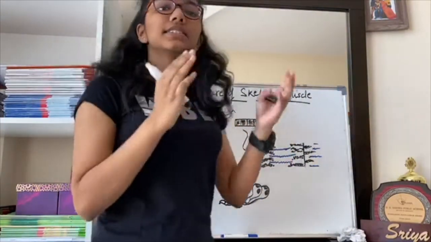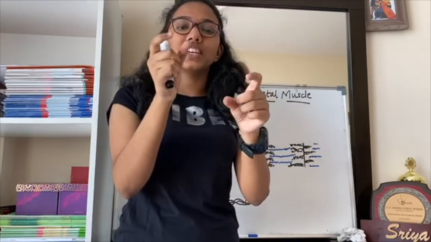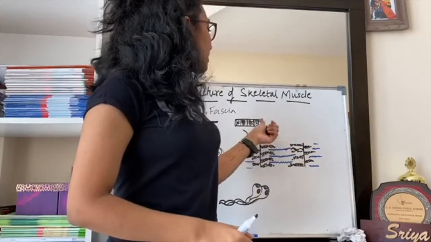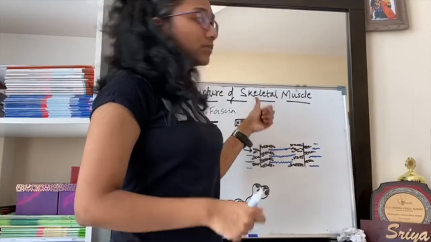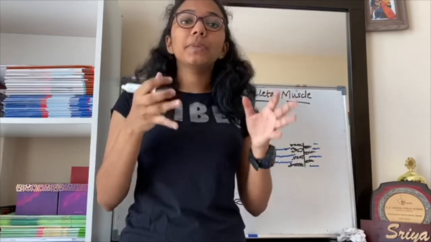That is sarcoplasm. Sarcoplasm is nothing but the cytoplasm of the muscle. Anything with sarco in front of it becomes something of the muscle. Sarcoplasmic reticulum, as you can make out, is the endoplasmic reticulum of the muscle, and this sarcoplasmic reticulum has calcium ions stored in it, and it also has different tubules.